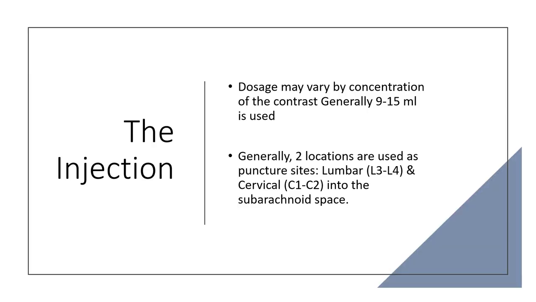For the injection, the doses may vary by the concentration of the contrast, but generally 9 to 15 milliliters is used. Generally, two locations are used for the puncture sites, which are the lumbar L3, L4, and then sometimes they use the cervical C1, C2 in the subarachnoid space.